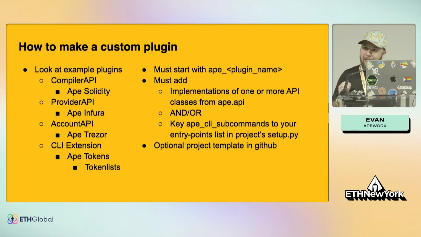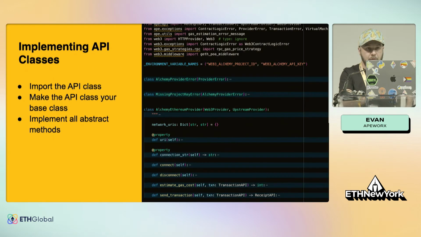So here are the bare minimum requirements. You've got to start with ape underscore, then give your plugin name, generally whatever the plugin is about. And then you pick your own adventure here. This is an and/or. You can do both things, or you can choose to do one thing, but you've got to implement one or more API classes from the ape.api module, and/or make a subcommand and point it to your entry points in your project setup. If you're looking for ways to organize your file set and look at the standard that we've already created, we actually have an optional project template in GitHub that you can utilize.